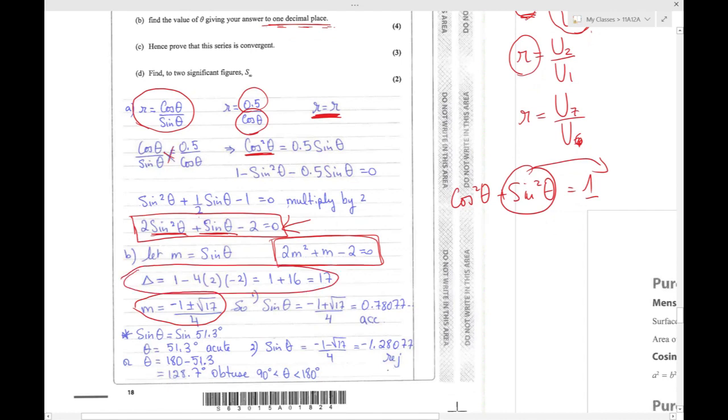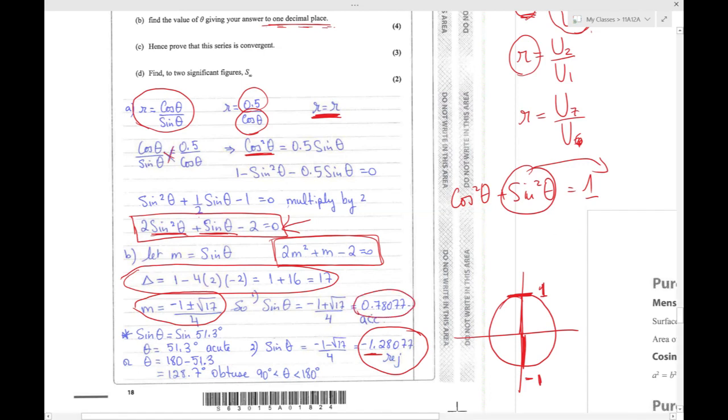Why do you need to reject? Because sine of an angle cannot exceed 1 or go below -1. So we're back to the trigonometric circle. The maximum that sine can take is 1 on the positive side and -1 on the negative side. So -1.2 is rejected. So the only number you can accept is this one.